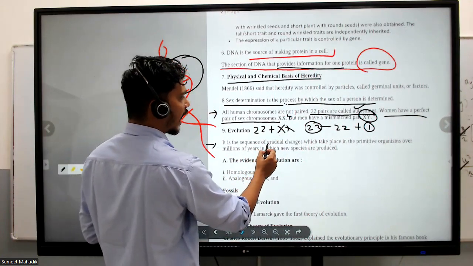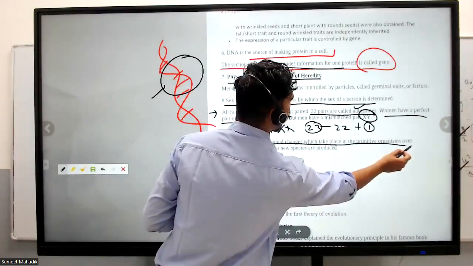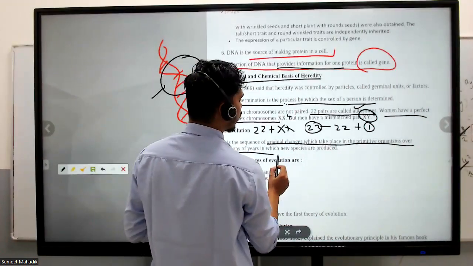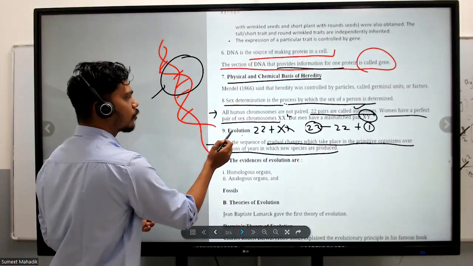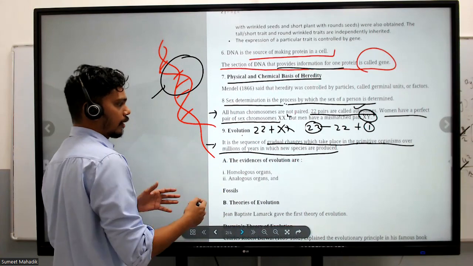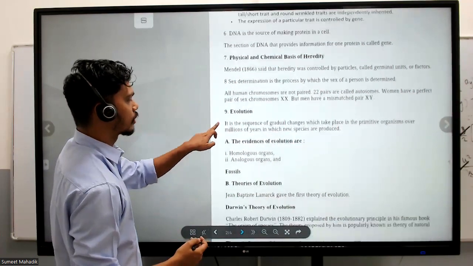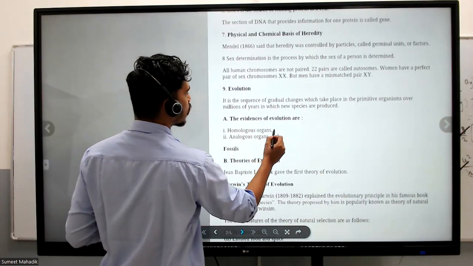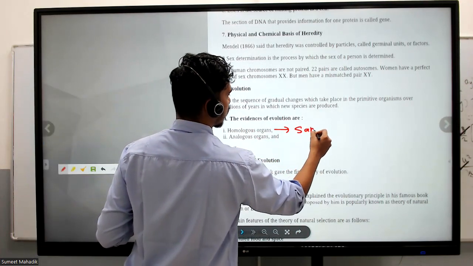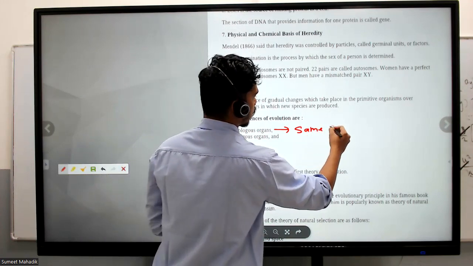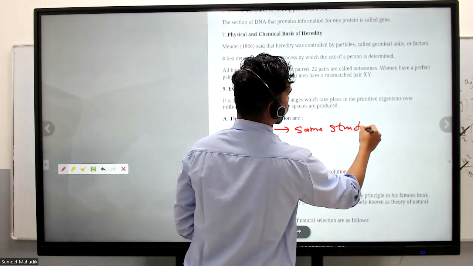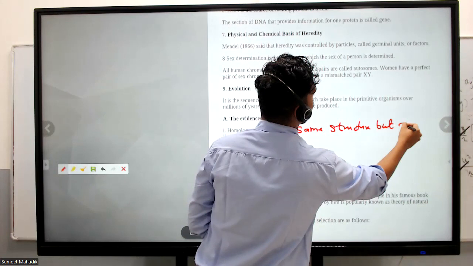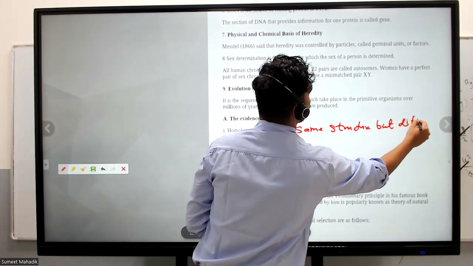Evolution is a sequence of gradual changes which takes place in the primitive organisms over millions of years in which new species are formed. So what is evolution? Gradual changes will be there. So there is some evidence of evolution, such as homologous organs and analogous organs. The moment I talk about homologous organs, it means they have the same structure, but different function.